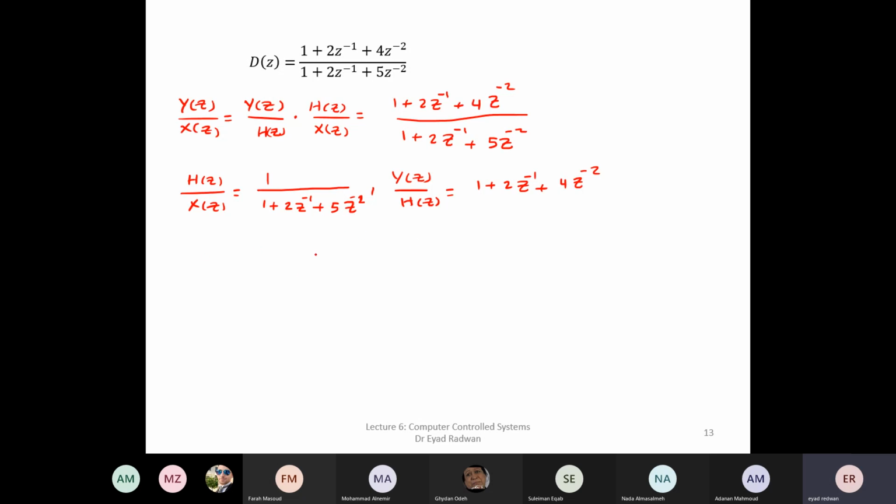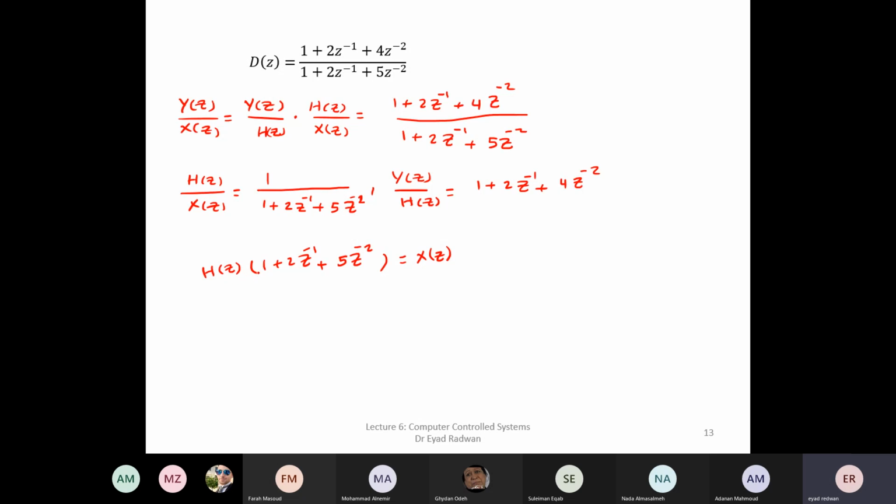I will start with this term. So I will write h of z, cross multiplying this: 1 plus 2z to power minus 1 plus 5z to power minus 2 equal to x of z. Now extract h of z.